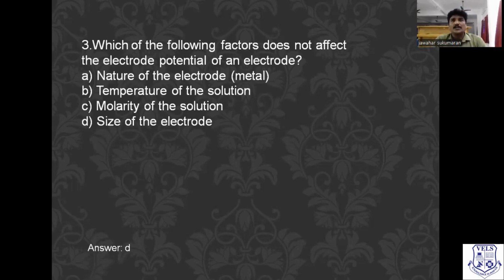Electrode potential is the tendency of an electrode to accept or to lose electrons. Electrode potential depends on the nature of the electrode, the temperature of the solution, and the concentrations of metal ions in the solution. It does not depend on the size of the electrode. That is the correct answer.